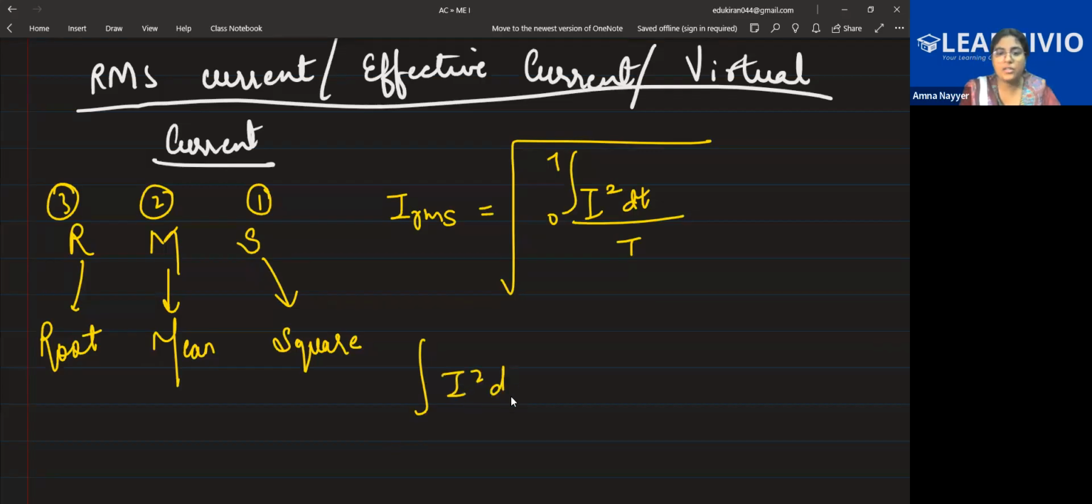Integral of I square dt from 0 to t. This is the part that I have to solve first. Okay. What I'll do, I'll solve this part first and then I'll put the other things. I'll put the t back and then this root back and all.